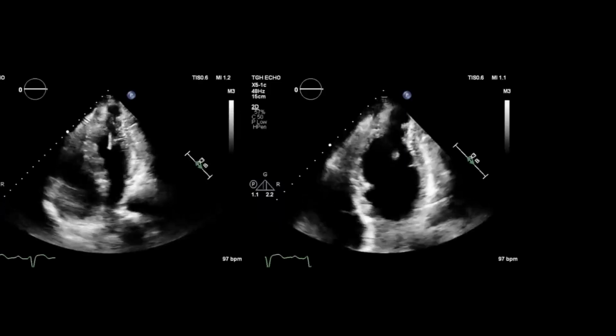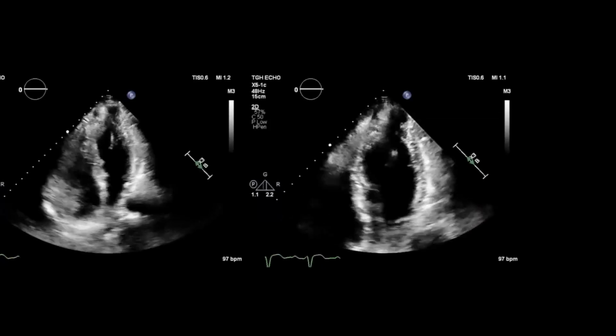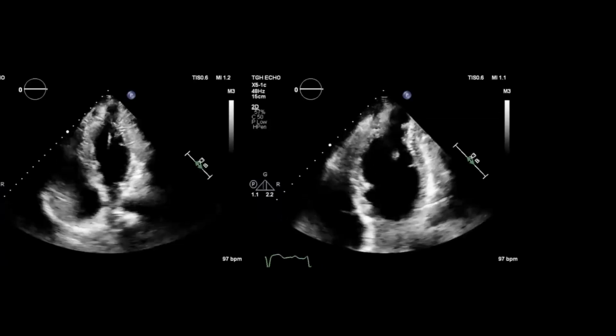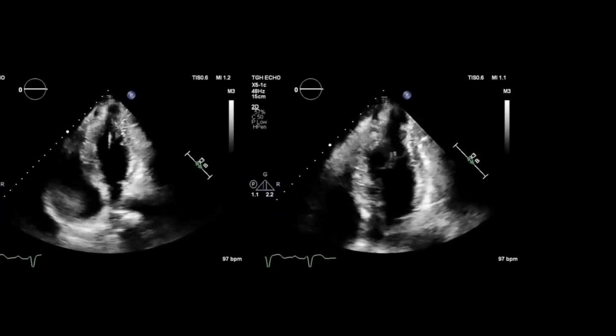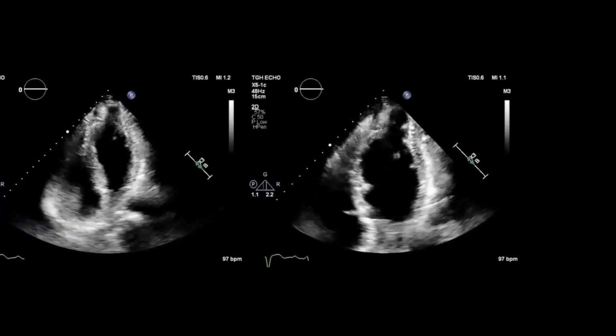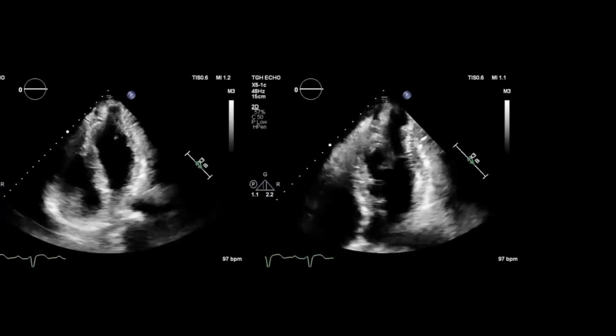So, what do you think of this? Looking at this, it looks kind of spade-shaped. I'm thinking of things like apical HCM, but I'd love to see it on contrast ideally as well. Anybody have any comments here? What else is going on at the apex?